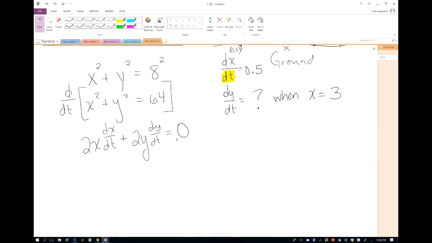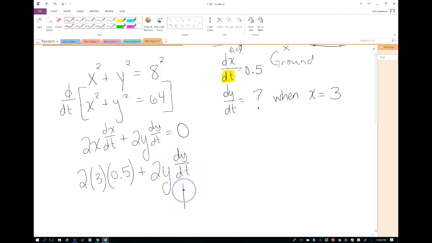So let's look and see what we have. We have dx dt is 0.5, so we can plug that in. We have x is 3, so we can plug that in. We don't know y right now, and we're being asked to solve for dy dt. So right now, there's actually 2 unknowns in this equation. So what that tells me is I should be able to go back to my original equation and solve for that one value that we don't know.